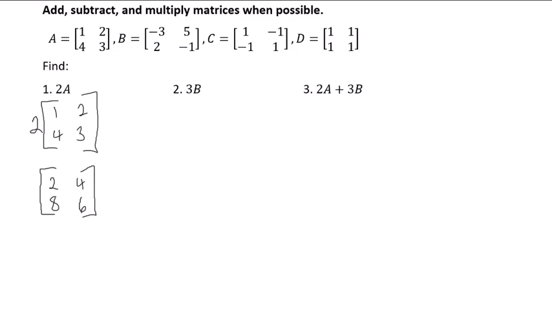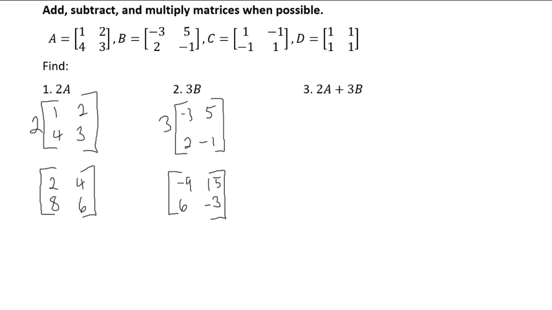Okay, we're going to do the same thing here with 3B. We're going to put the 3 in front of our B, copy down B, and then multiply that 3 into each term in our matrix. So that's -9, 6, 15, and a -3. And in our third example right here, we're going to add 2A and 3B together.